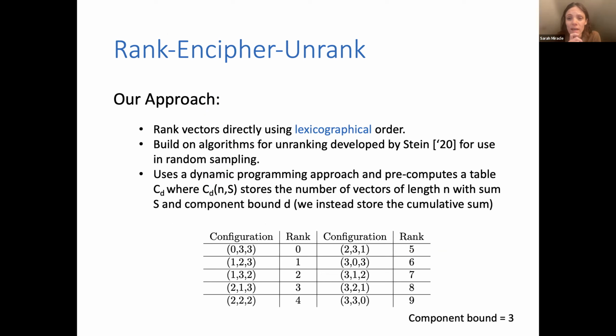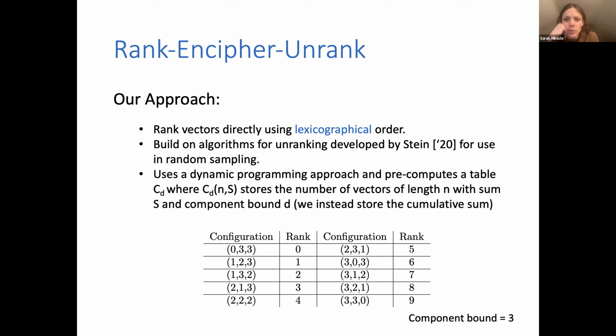The first algorithm for ranking is going to rank the vectors directly using lexicographical order. And here we're going to build on algorithms for unranking that were developed by Stein for use in random sampling. So he's trying to do something different. He gave an algorithm for unranking according to lexicographical order, and we added on to that one for ranking.